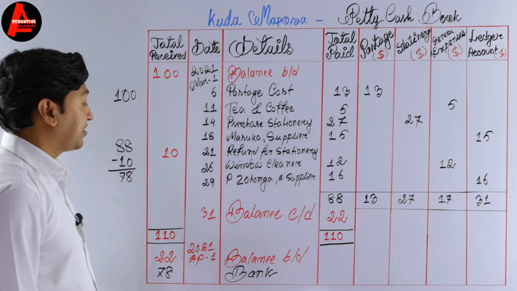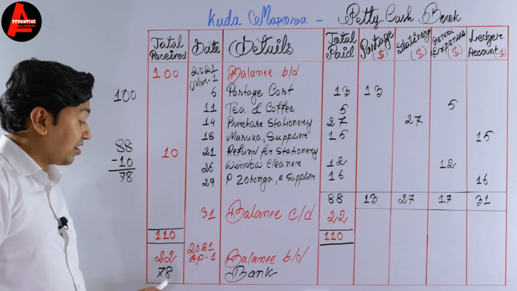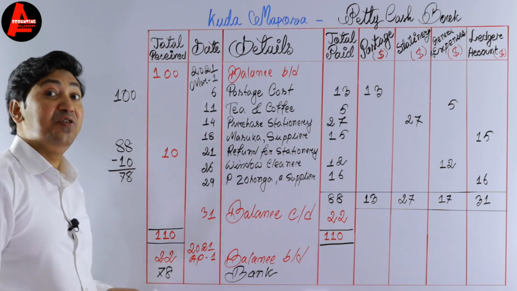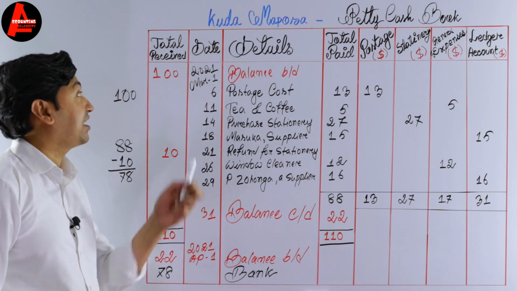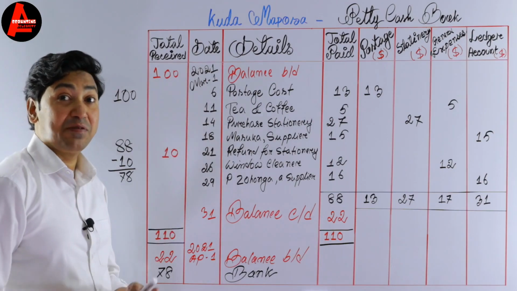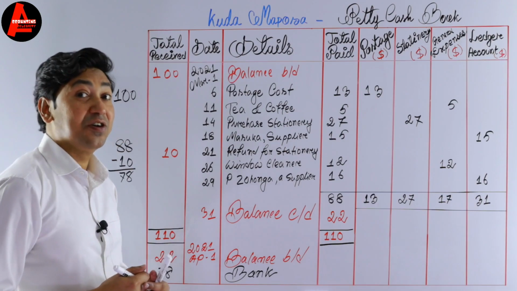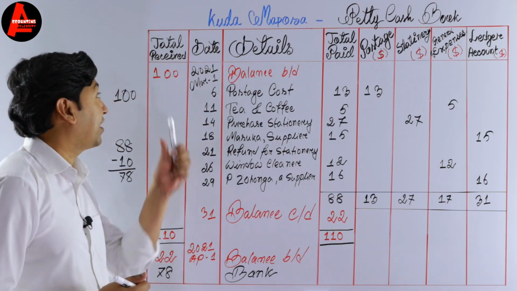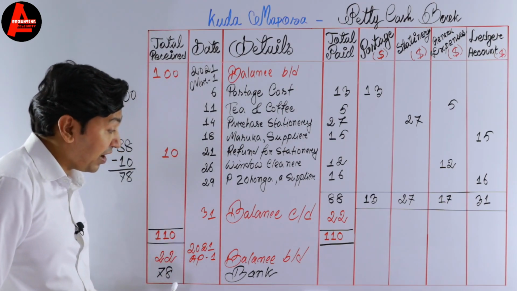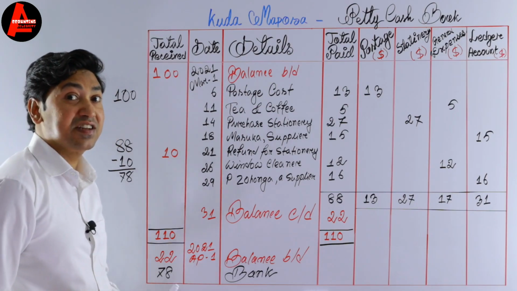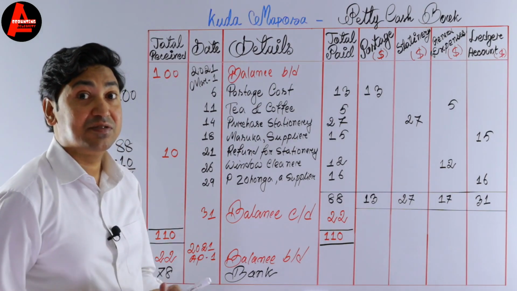Okay, now you see the $78 plus 22 equal to $100. Okay, which is equal to the opening balance, which was the imprest amount. Okay, so don't forget the imprest amount and the closing balance will be always same. Okay, it is very simple.